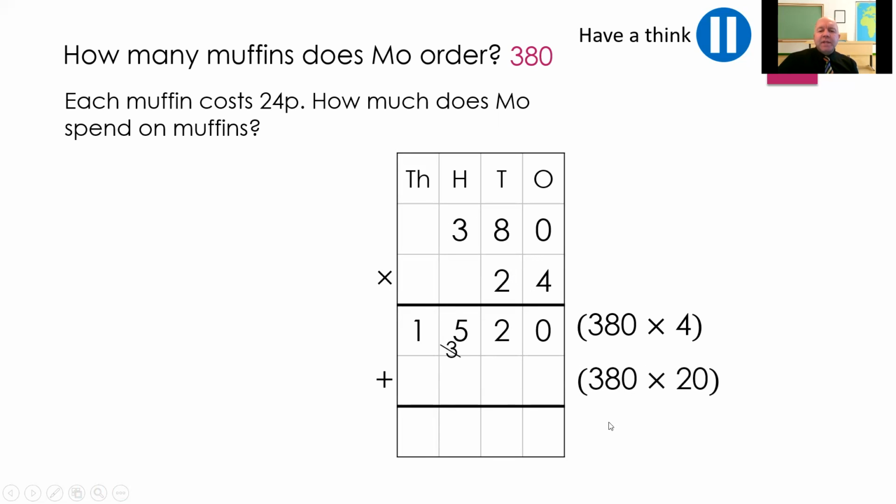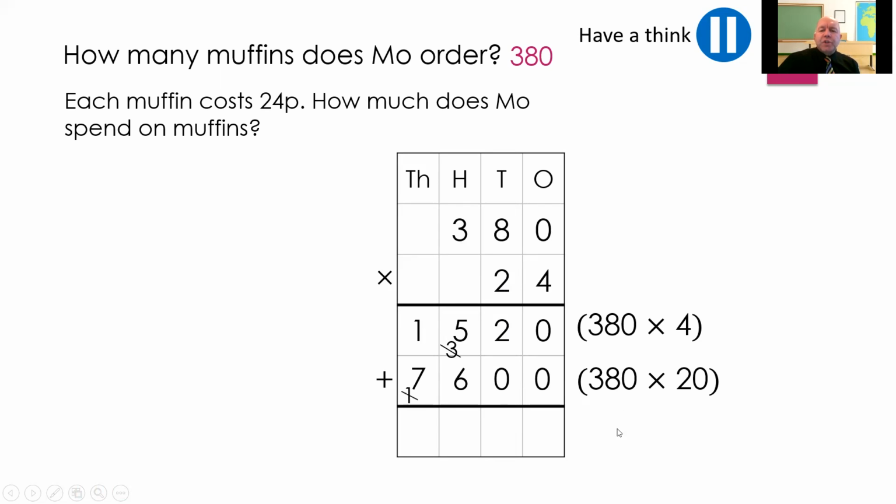380 times 20. Let's put in our space holder. Move everything 10 times bigger. So now we can talk about this as a 2. 2 times 0 is 0. 2 times 8 is 16. 6 goes in. The 10 gets carried across. And 2 times 3 is 6, plus the 1 that's there is 7.